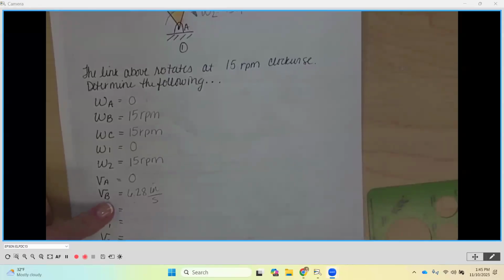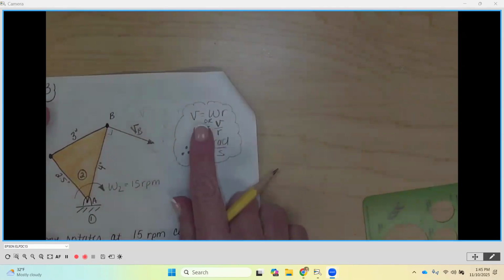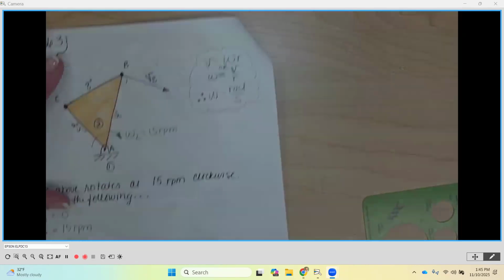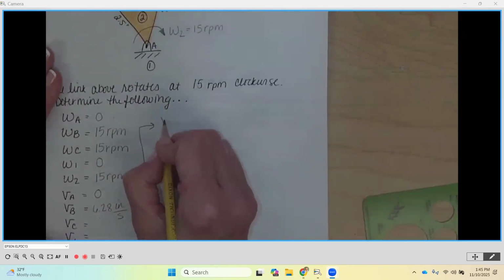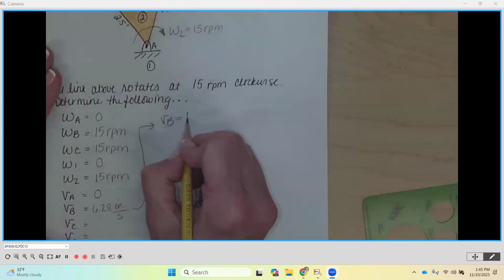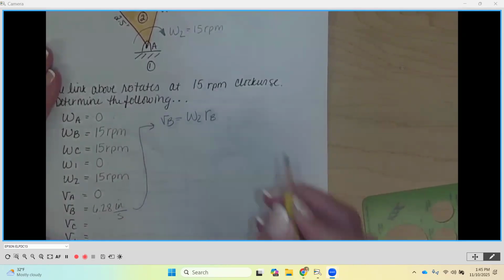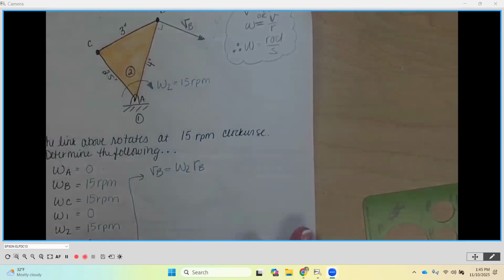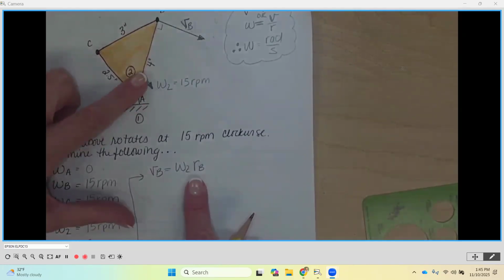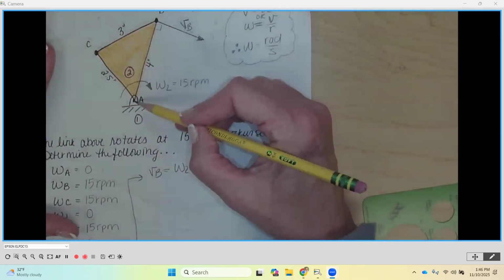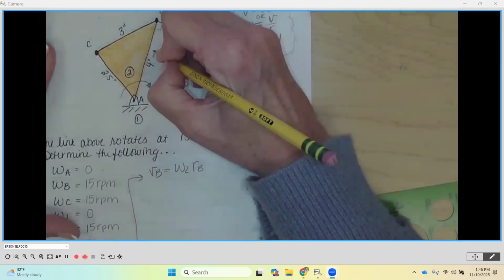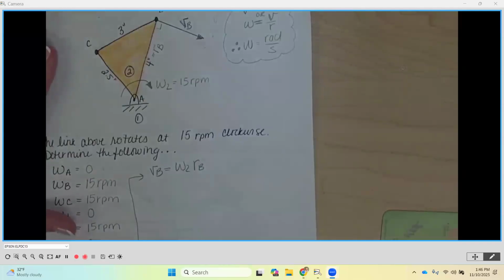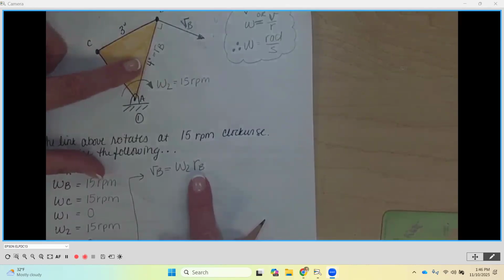Let's make sure that we know how to get that, right? So we're going to use this equation right here. And I'm going to put this up here because I'm going to need a little bit of room. So I'm going to say velocity of B is going to be equal to W2 times RB, right? Now, my radius of B is going to be the distance from the center of rotation out to where B is, right? So this is going to be my RB, correct? So 4 inches is going to go right there.